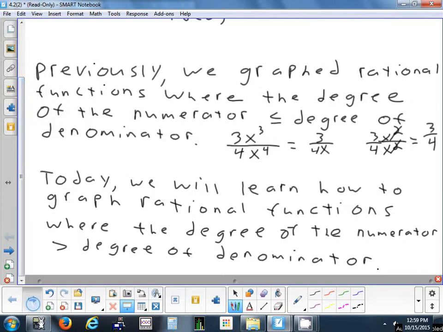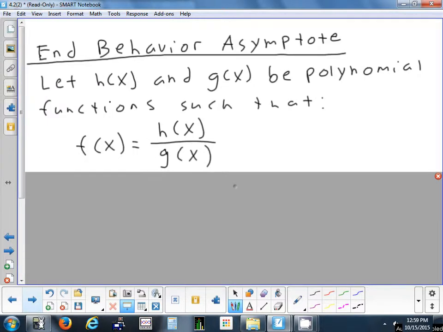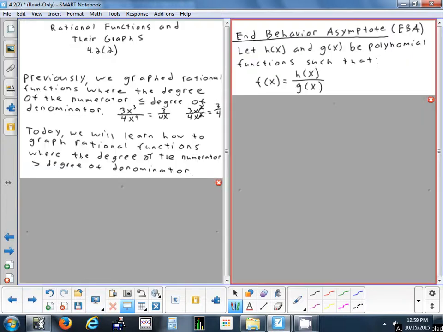All right. So the first thing that we need to know how to find, which is going to help us with the new types of asymptotes we're going to get, is called the EBA, or End Behavior Asymptote. The End Behavior Asymptote is only something you find when the degree of the numerator is greater than the degree of the denominator. It's not something you would use for any of the problems we did yesterday.